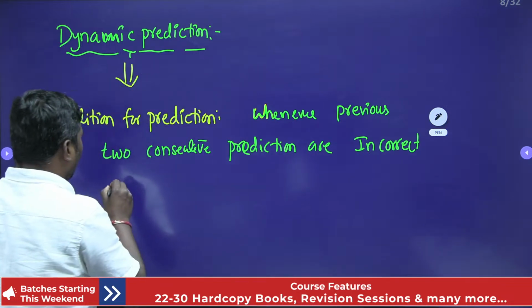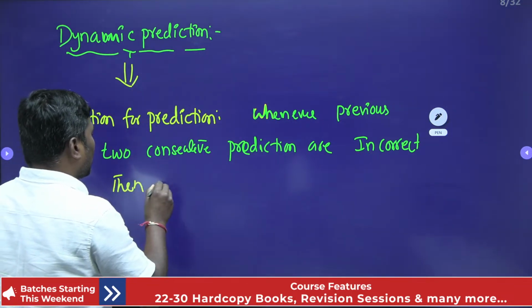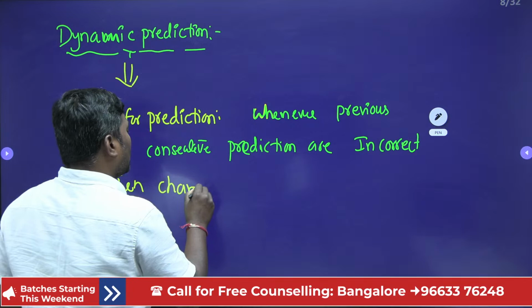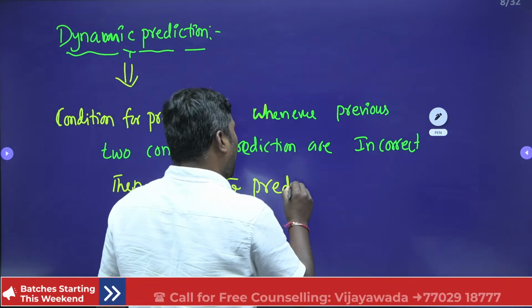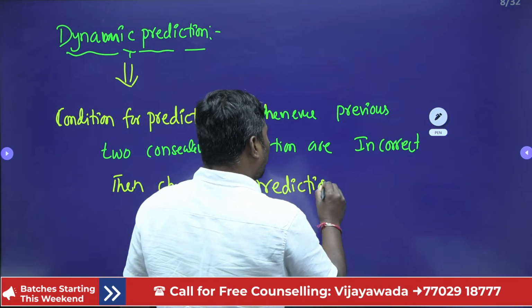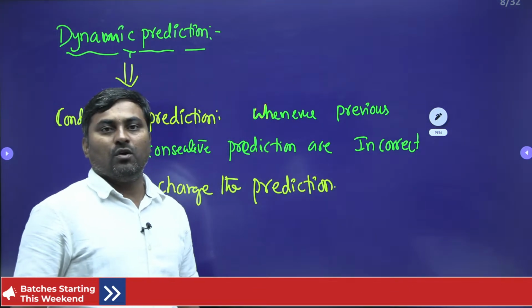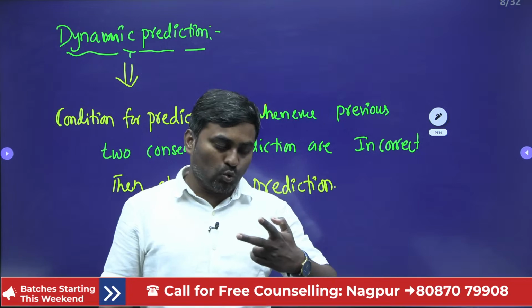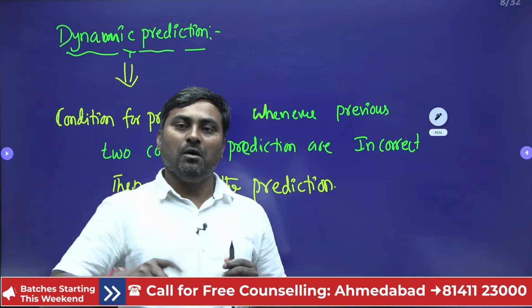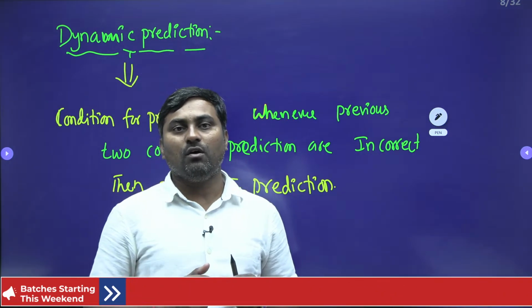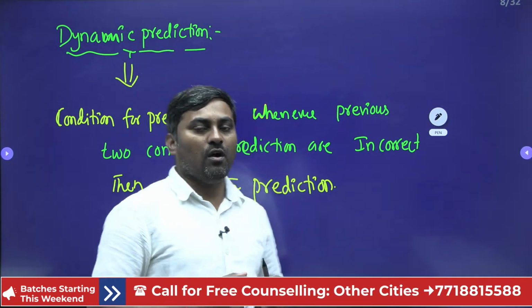Then change the prediction. So we need to observe the previous 2 consecutive predictions, the nature of the previous 2 consecutive predictions. Based on that, we have to change the prediction condition. Observe how we can do it.